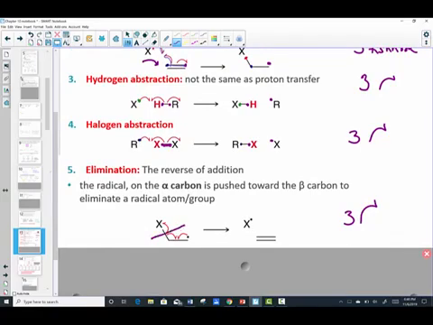So here is the bond that breaks. The radical X is reformed, and the original pi bond is restored. Elimination puts the pi bond back together.